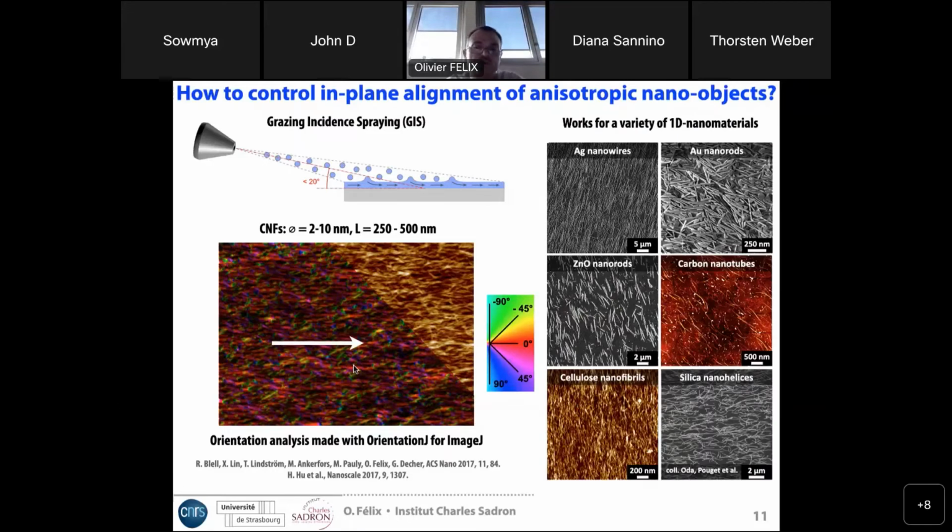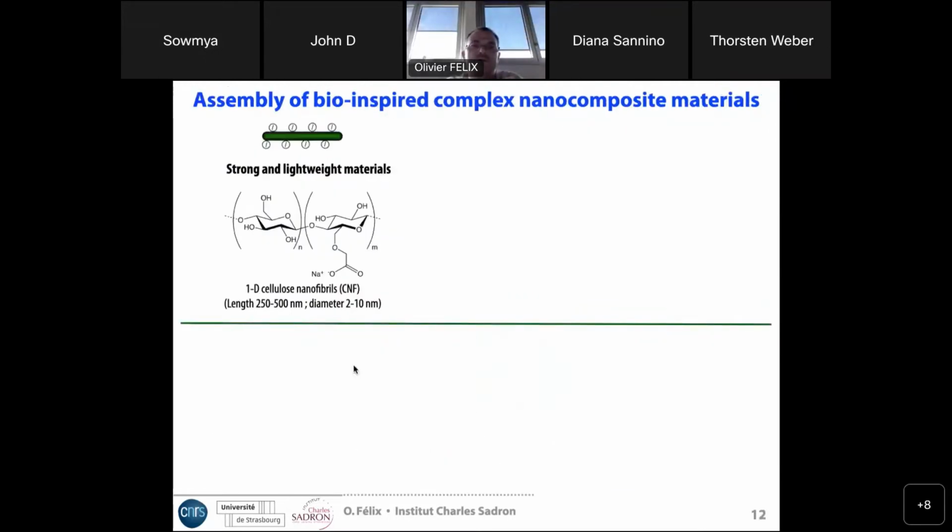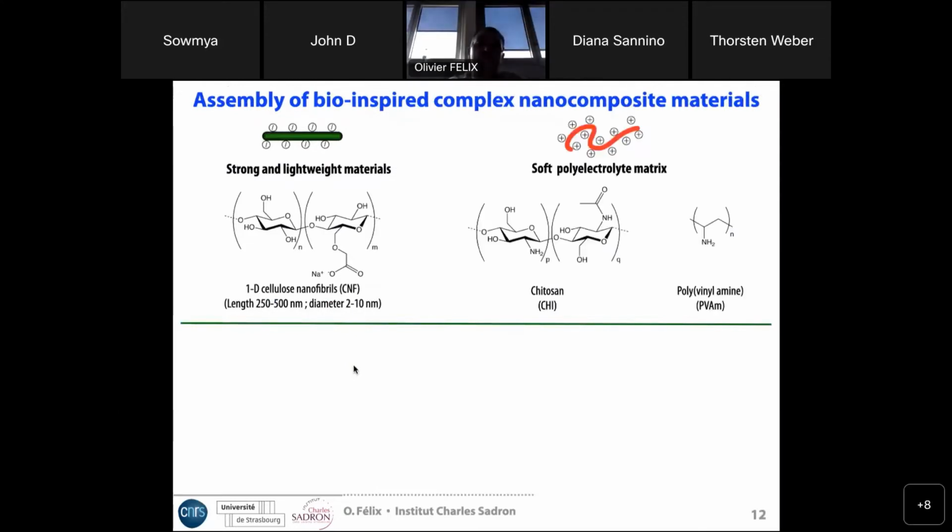And this approach, that means GIS, grazing incidence spraying, can of course be extended to other types of anisotropic nanoparticles. They can be metallic nanoparticles like silver nanowires, gold nanorods, carbon nanotubes, and so on. But in our case, we will focus today on cellulose nanofibrils. Okay, now we have the hard, strong, and lightweight material, which will be cellulose nanofibrils, and the soft matrix, which will be a polyelectrolyte. Of course, we can choose different types. I just put 2 examples here, chitosan, which is a natural one, and polyvinylamine, which is a synthetic polymer. And today I will focus only on polyvinylamine.